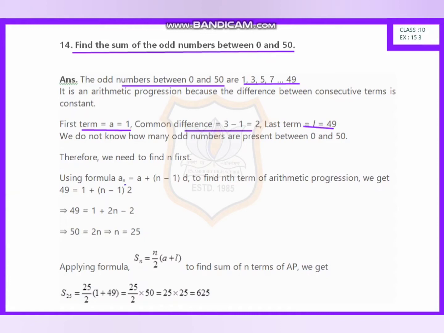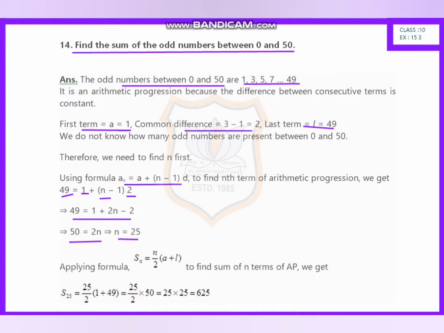By using the formula an equals a plus (n minus 1) into d, we have to put the values of a, an, and d, and find the value of n. Means this 2 is multiplied with n and 2 is multiplied with minus 1. So we get 49 equals 1 plus 2n minus 2. Solving 1 minus 2 we get minus 1, and minus 1 goes to the other side and becomes positive. So 49 plus 1 equals 50, 50 equals 2n, n equals 25.